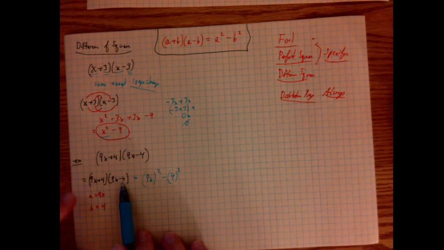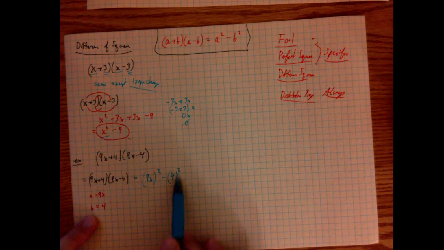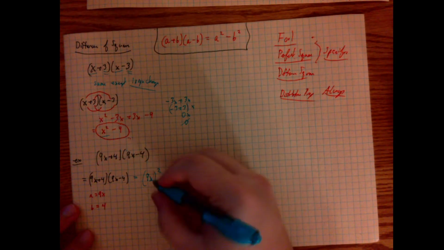And notice, if we choose negative 4 instead of positive 4, the square is going to fix that. It doesn't matter which one you choose, as long as it's in parentheses, it's going to fix itself. I'll show what that looks like here in a second.